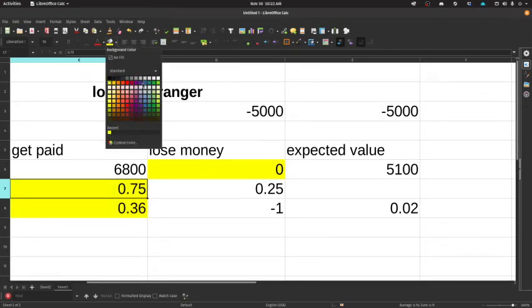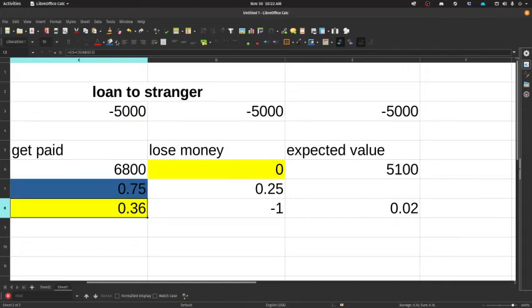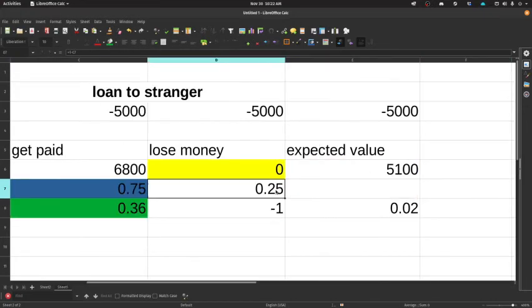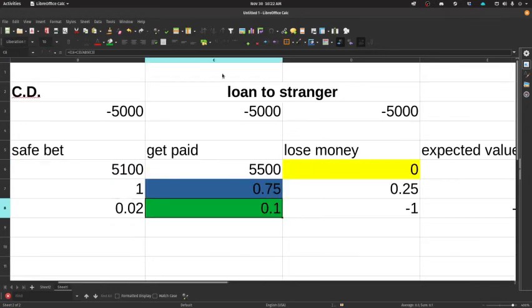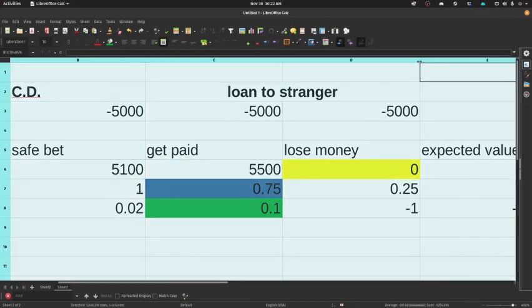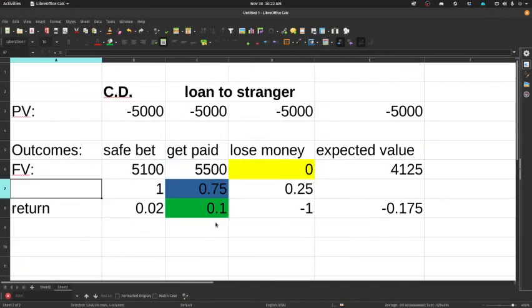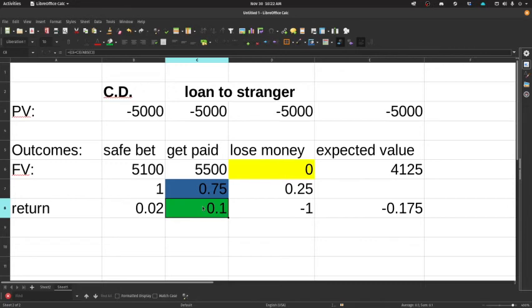Let's make these different colors just to make them stand out. So we started by thinking about the blue cell. And there we were asking for a $5,500 payout, a 10% loan. Make these a little narrower so we can fit them all on the screen. For that 10% loan, what must the probability of success be?